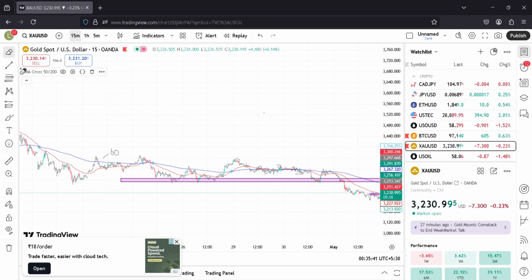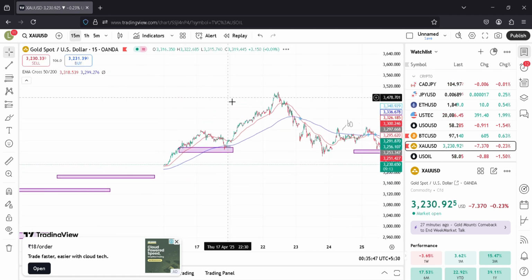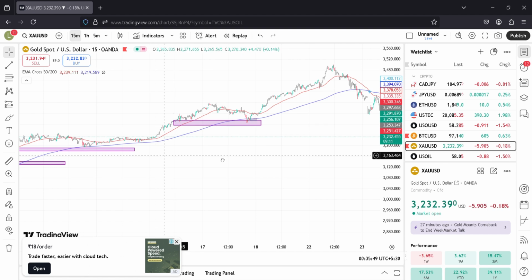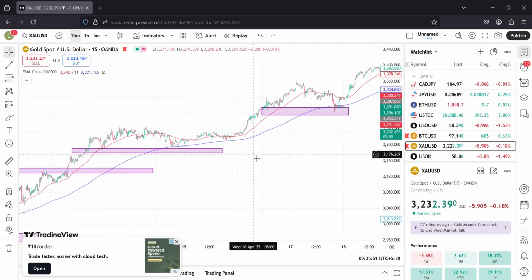I've shown you many order blocks right here in 15 minute candles, 1 hour candles and 5 minute candles, how they really work. And they work only on support and resistance zone levels, not in a sideways market. Remember my words. And let's go for session 4: how to use order blocks in your strategy.